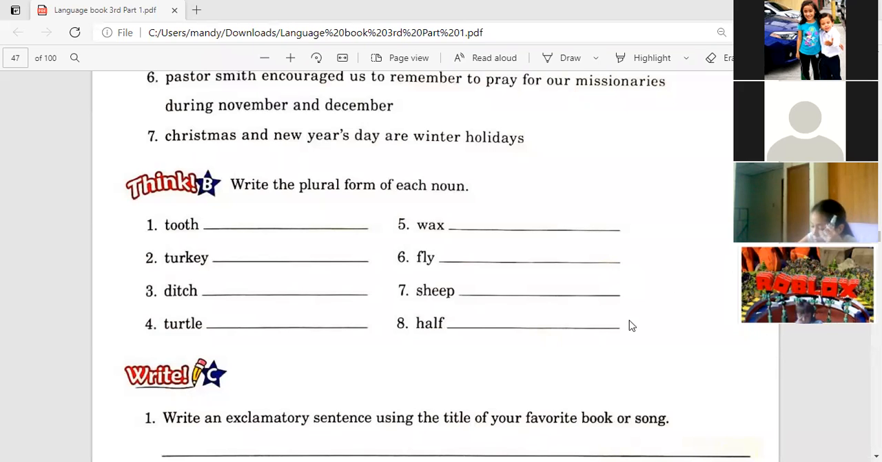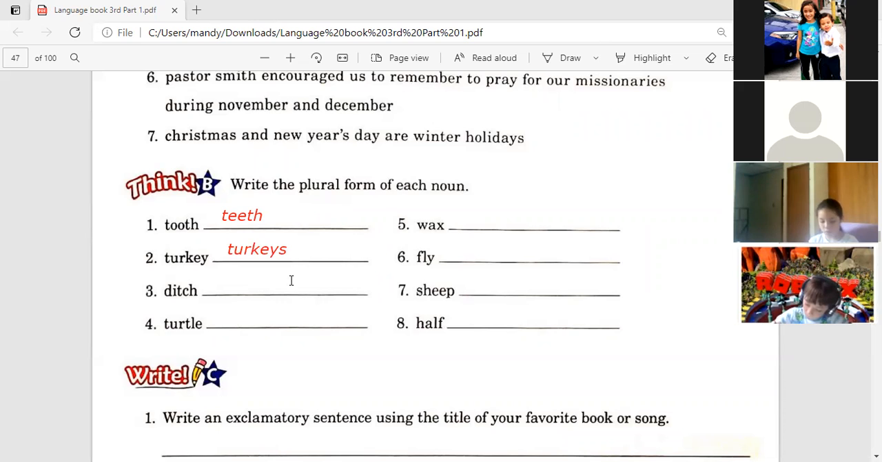So let's see. Okay, let's start. The plural of tooth. What is that? Okay, thank you. Yes, this one is the answer. Okay, Jimena says that the plural of tooth is teeth, exactly, teeth. Tooth, teeth. The plural of turkey, okay, turkeys, exactly, we only add S at the end, thank you, turkeys.